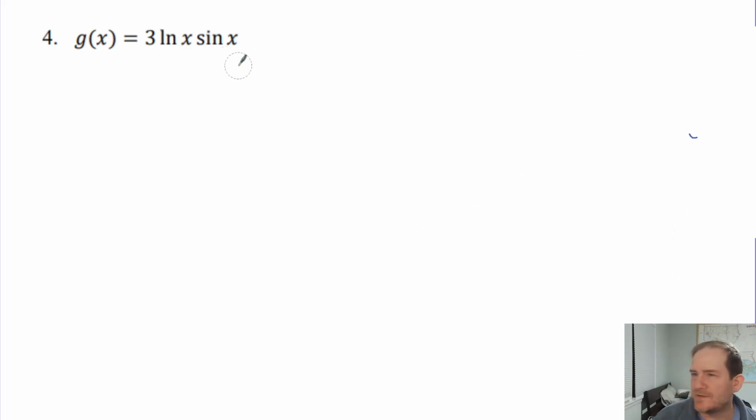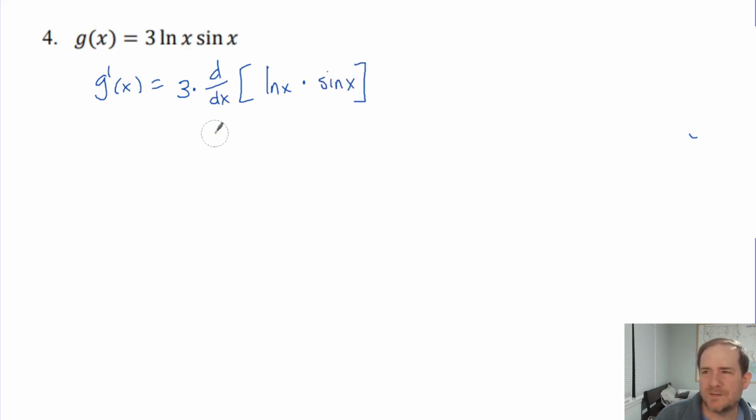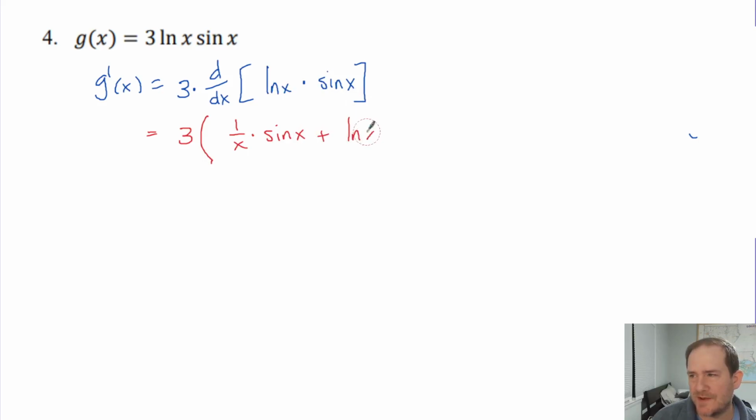And probably the easiest way to sort of attack this would be to say that g prime is going to be the derivative of this whole thing, but that 3 is a constant, so remember you just pop the 3 out and just do the derivative of ln of x times sine x. And at that point you're looking at a pretty straightforward product rule thing. So we've got a 3, open a set of parentheses, then I want the derivative of that, so it's 1 over x times a sine x. Then I don't want to differentiate ln, just bring that down, but I do want to differentiate sine. That gives me cosine.